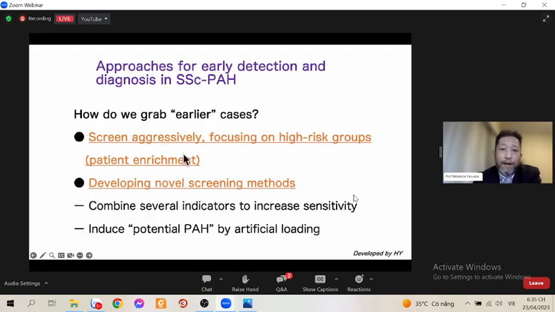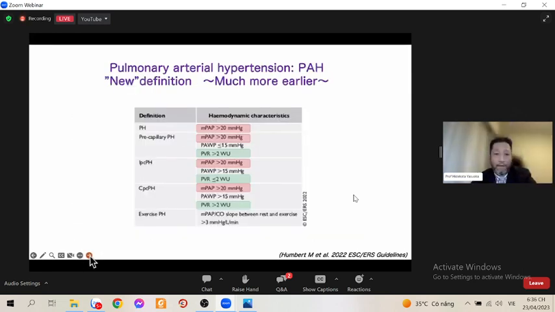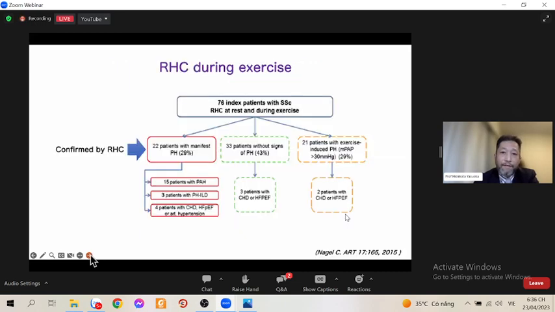So let's go to another screening approach, called induced potential PAH by artificial loading. In this slide, as I already told you about the new definition of pulmonary hypertension, here is exercise pulmonary hypertension, and this means the exercise cardiac echo. And this reappeared in the new guideline. So exercise is one of the good options to do that.